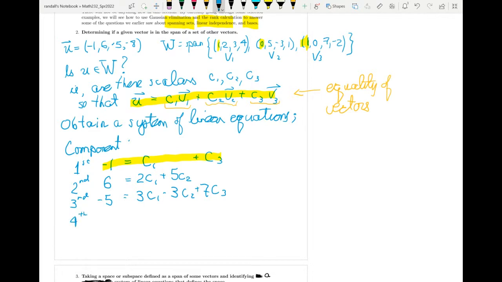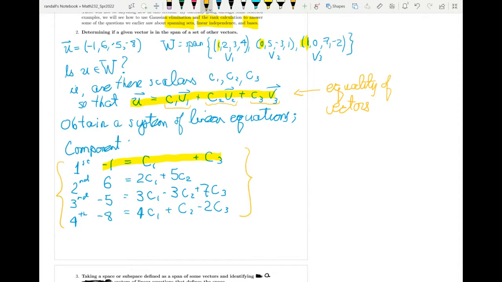Okay. And now I go to the fourth and last component. In U, I see -8. And I work my way across the right-hand side looking at the fourth component of those three vectors. So for the first vector, I see 4C1 in its fourth component. I see C2 in its fourth component, and I see -2C3 in its fourth component. So this is the system of equations I need to solve.